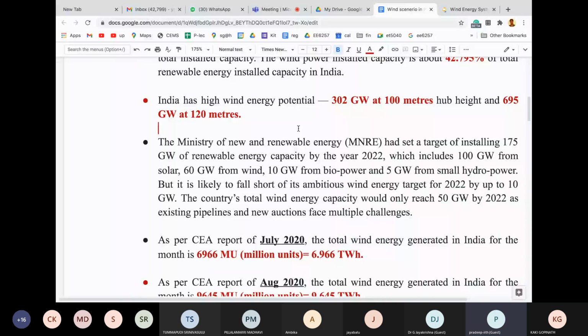Now, what is our target? The Ministry of New and Renewable Energy has set a target of installing 175 gigawatt by 2022, which includes 100 gigawatt from solar, 60 gigawatt from wind, 10 gigawatt from biopower, and 5 gigawatt from small hydropower. Here, they are mentioning that we may fall short a little bit on wind energy because right now solar is growing faster than wind, so that might be one reason.